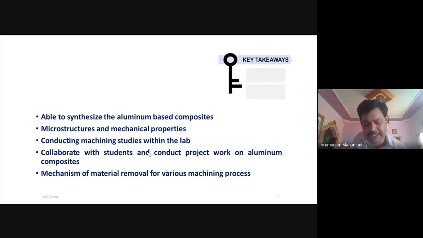And you can go for some collaborated published work. The students will appreciate it. Students will get higher education, everything. This publication is really helping them. Then the mechanism of material removal is very important. In all the papers, some conference papers, if you look at them, they simply put the observation. They will not explain the mechanism. Explaining the mechanism in detail is very important.